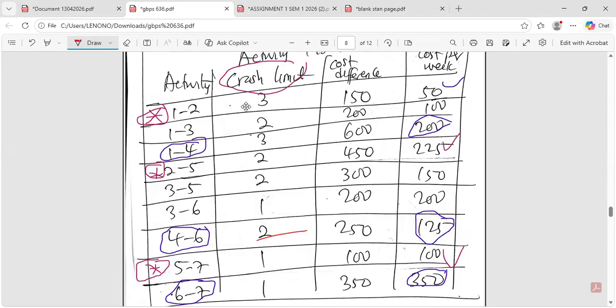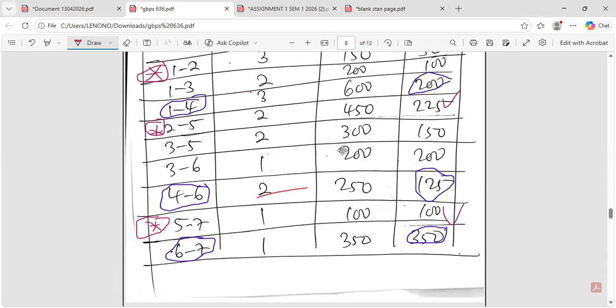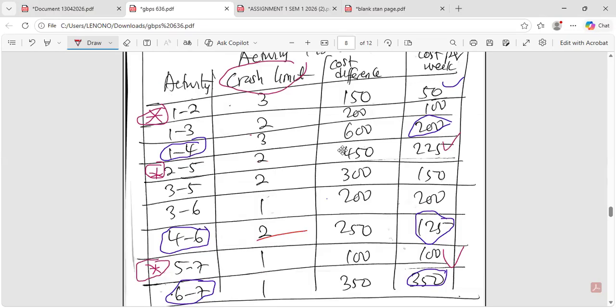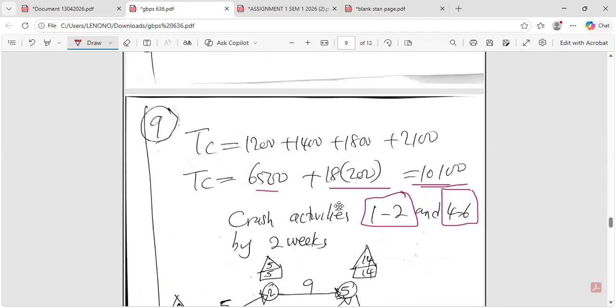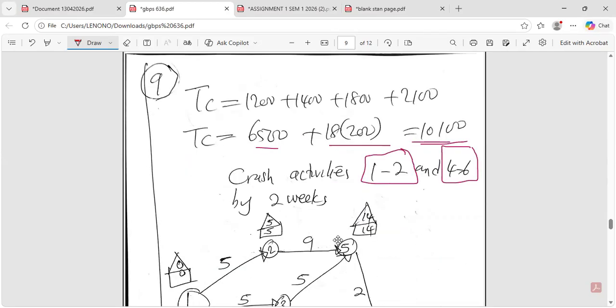If we have crashed 1 to 2 and we are done, that's when we can go to another activity to crash. So we're going to crash activity 1 to 2 and 1 to 4 by 1 week, because here we have moved away from 4 to 6. All right.